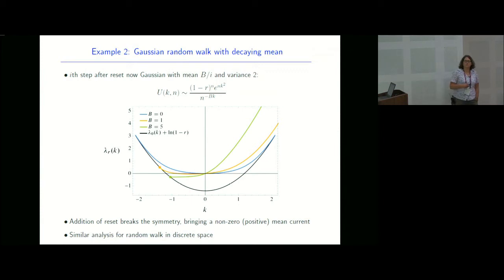Notice also that putting the reset in here breaks the symmetry. So the derivative of the scaled cumulant generating function at 0 is positive, so now I have a non-zero mean current, even though the original model had a 0 mean current in the long time limit. And you can do a similar analysis for random walks in discrete space as well. And in that case, you can explicitly write down generating functions in terms of hypergeometric functions.